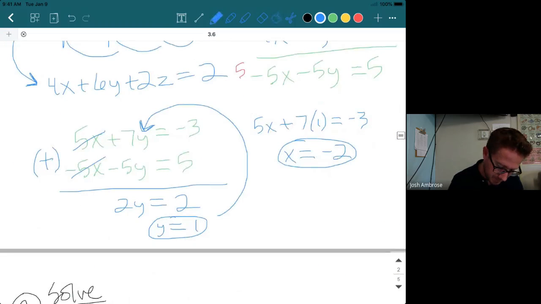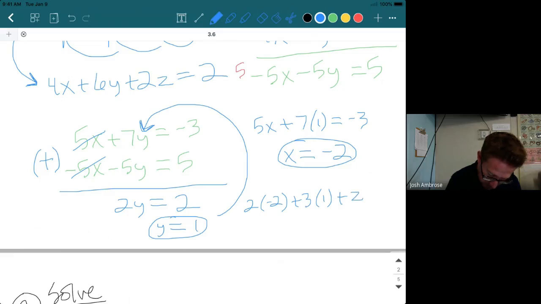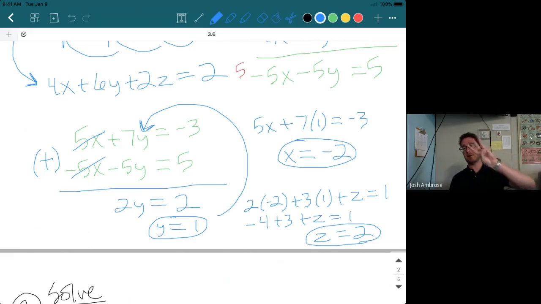All right. Now we're going to plug all of that in. So we have 2 parentheses, fill it in with -2, plus 3, fill it in with 1, plus z equals 1. You get -4 plus 3 plus z equals 1, and z equals 2. All of that work right up there, guys, so that now we have all 3 variables.